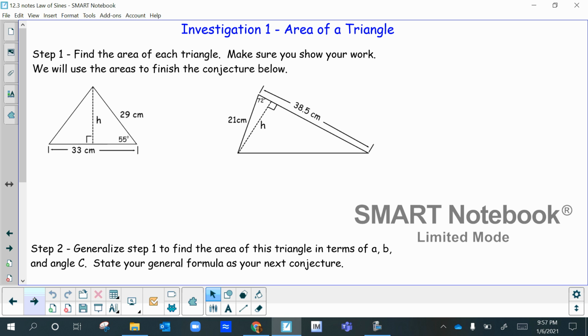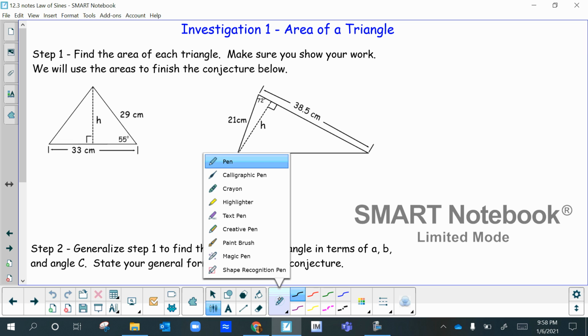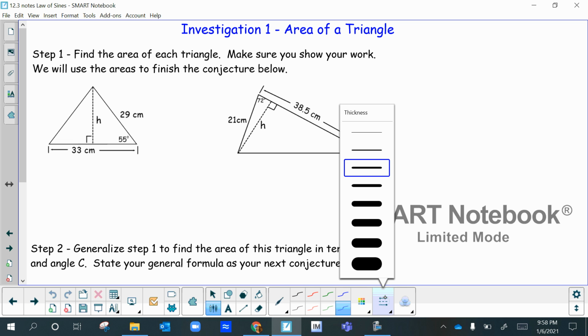Okay, so let's do the investigation associated to the area of a triangle. So you did technically already learn how to find the area of a triangle, but we had to divide it into where we have a height and a base. So you can see that in both of these pictures. So we're going to find the area of these, and then we're going to make a generalization as to how we can quickly find the area of a triangle.